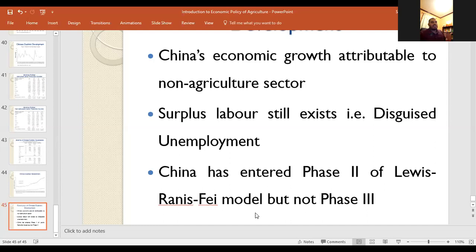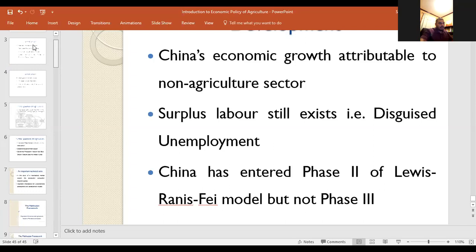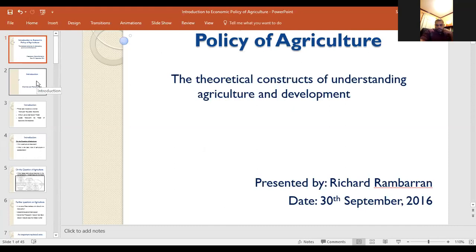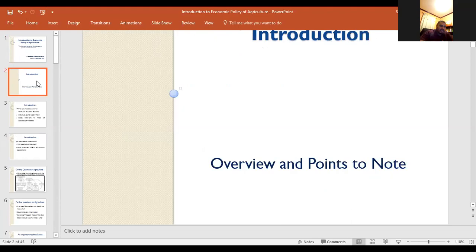So this is this afternoon's lecture on economic development through the lens of Arthur Lewis, Gustav Ranis, and John Fei. I think that this is a very interesting model. It's, of course, very applicable. And I do look forward to fielding any questions if you do have.